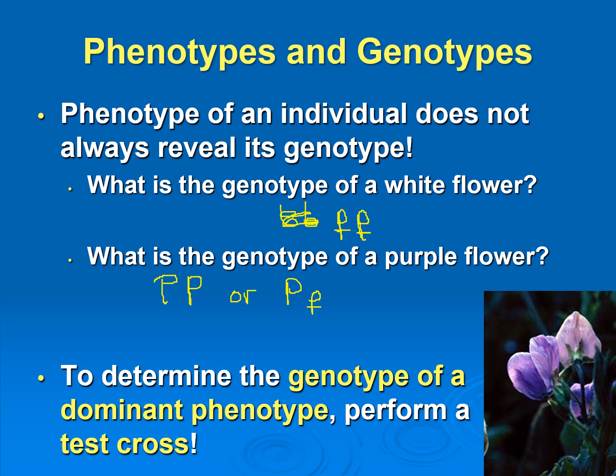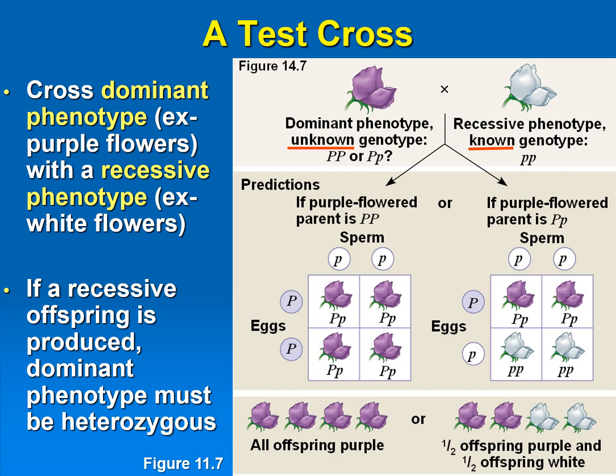So to figure out the genotype of a dominant phenotype, like that we've written up here, you can perform a test cross. Okay, so what we do in a test cross is you're just going to cross that dominant unknown genotype with the recessive genotype. Okay, so this purple flower could be homozygous dominant or heterozygous. You don't know yet. And you're going to cross it with the recessive phenotype or homozygous recessive.